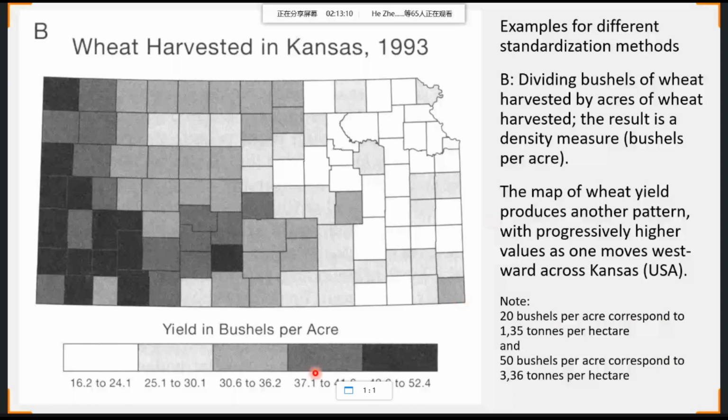So now we have this bushels per acre unit. And of course, we have now different numbers, and also the map looks different. So here are the low numbers in the east and the higher numbers in the west, southwest area.